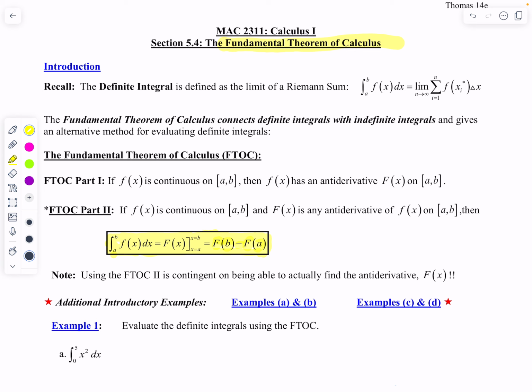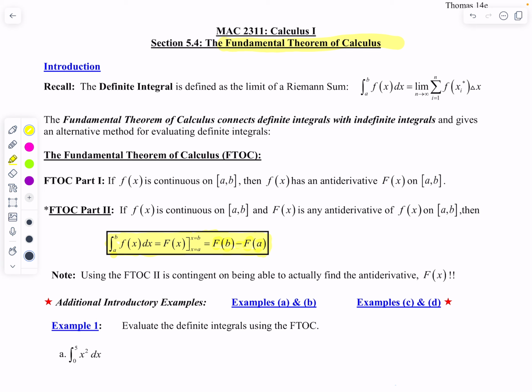So remember, the definite integral is defined as the limit of the Riemann sums. So we take the limit as n approaches infinity of the sum from i equals 1 to n of the function at x sub i delta x. So the fundamental theorem of calculus connects definite integrals with indefinite integrals and gives an alternative method for evaluating definite integrals. Okay, so let's go through it.